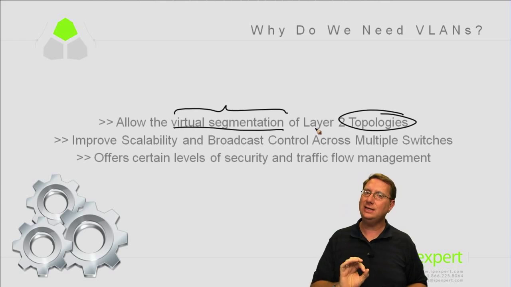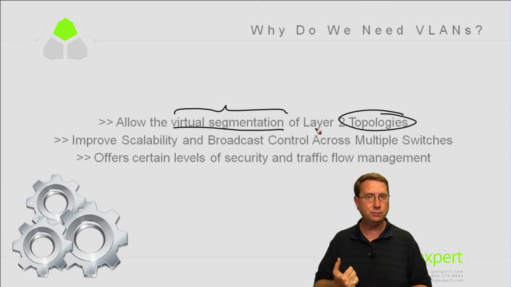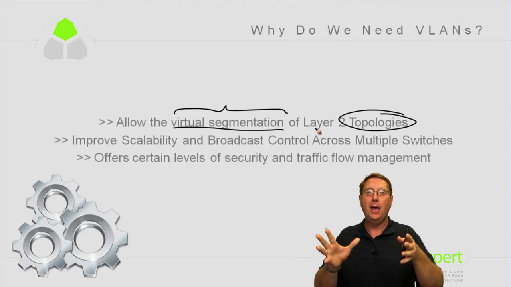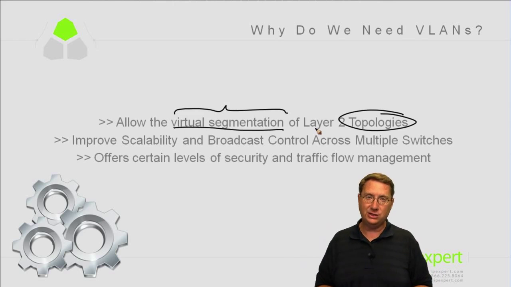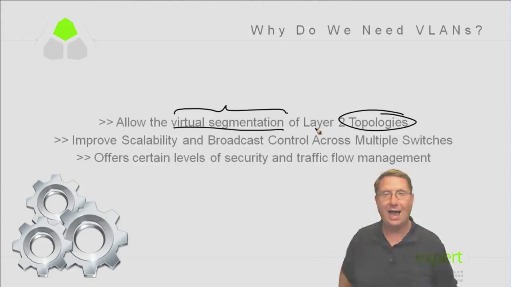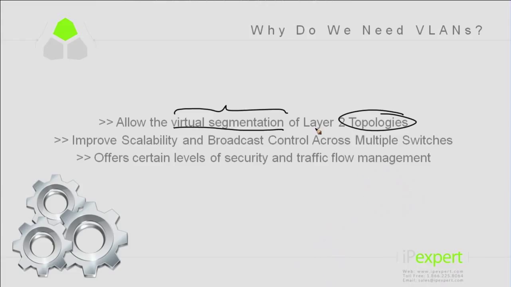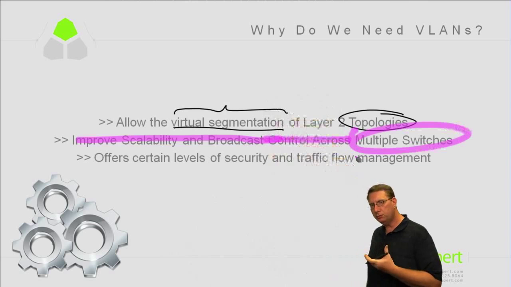Remember, in CCNA and CCNP, we studied that routers break up broadcast domains and switches break up collision domains. However, I have the capability of creating multiple broadcast domains through the utilization of VLANs. Now, these VLANs, as it says here in the presentation, provide scalability and also broadcast control when I am working with multiple switches. What do I mean by multiple switches?